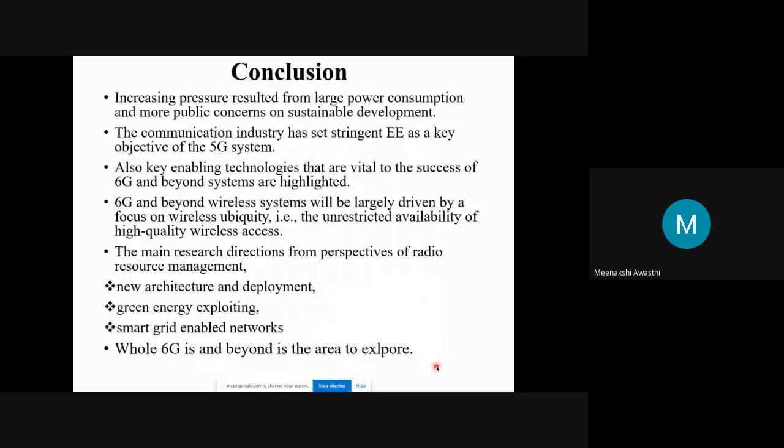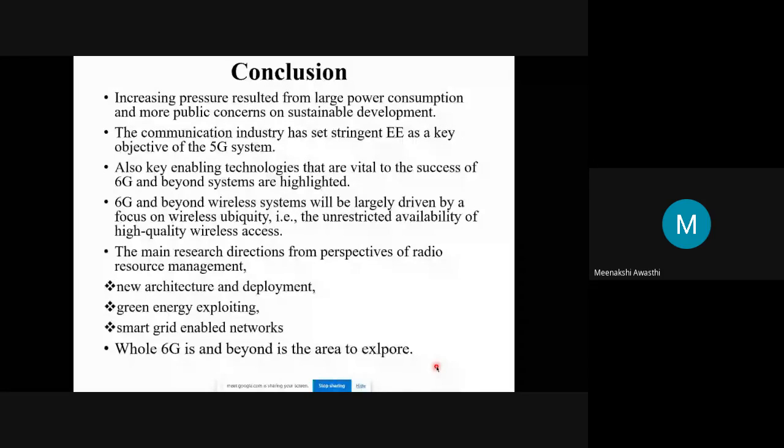We have discussed green energy, green radio in 5G. Basically, in green radio we have classified into two main parts: efficiently utilizing the conventional energy, and thinking upon the green energy part, which is actually energy harvesting. We have discussed two types of energy harvesting: the first is environmental and the second is RF, and also with the help of smart grid improvement.